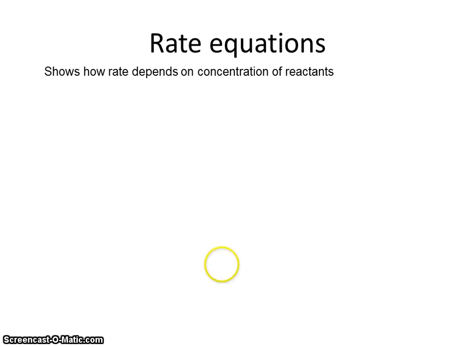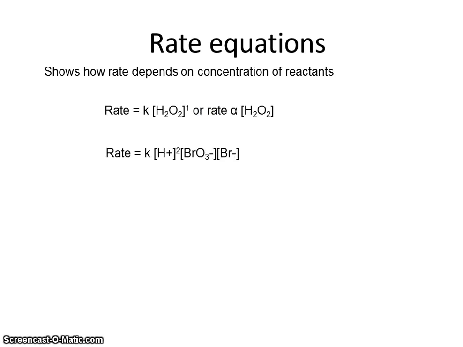Okay, so what is a rate equation? Well, as we know from the earlier videos, it's an equation that shows how the rate of a reaction depends on the concentration of reactants. An example of a rate equation is a very simple one showing that rate is proportional to the concentration of hydrogen peroxide. A more complex rate equation has several concentration terms, and we can see that there are a variety of orders included: second order, first order, and first order.